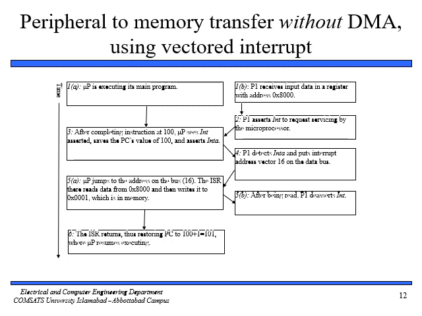In step 3, after completing the instruction at 100, the microprocessor sees this interrupt asserted, saves the PC value of 100, and asserts the interrupt acknowledgement. In step 4, P1 detects the interrupt and puts interrupt address vector 16 on the data bus. So the microprocessor jumps to that particular address on the bus, that is address 16.